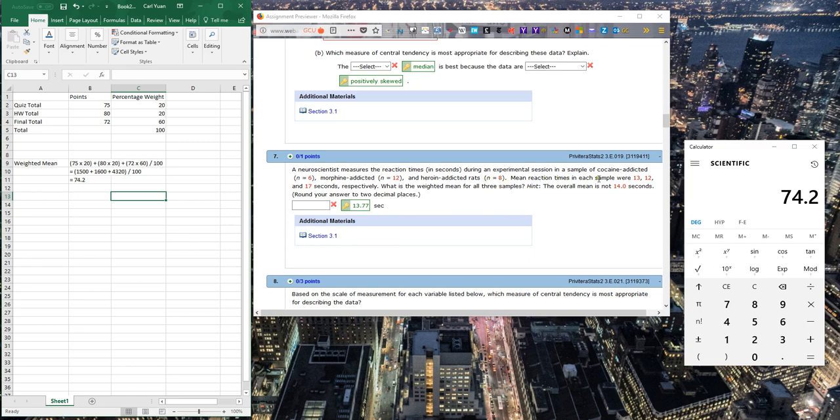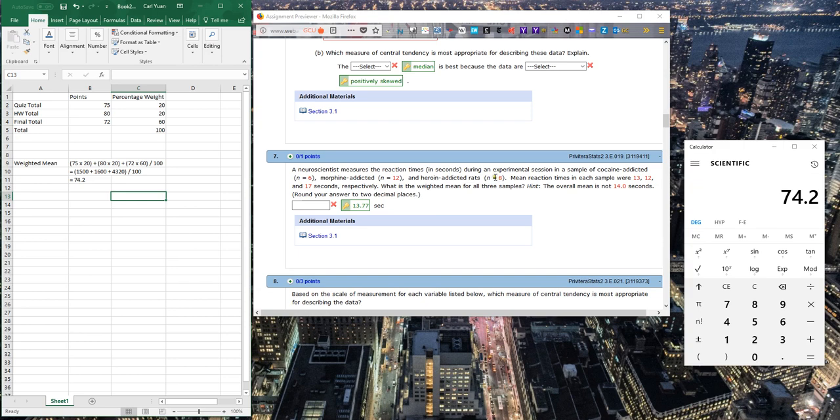Now the times for each group are 13, 12, and 17. So the data is 13, 12, and 17. However, each one comes with a number, or weight, attached to it. Because n equals 6, that means you have to count that 13 6 times. N equals 12 means that you also count that 12 12 times. And n equals 8 means that your 17 has to count 8 times.